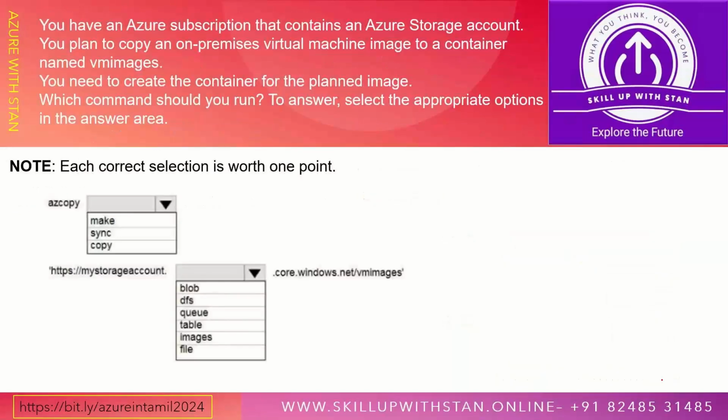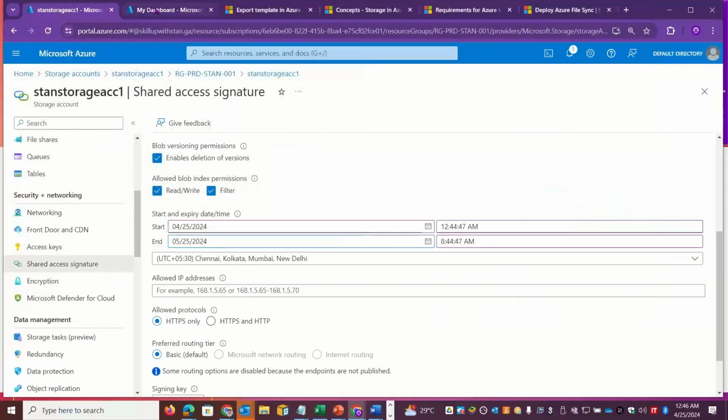Next question. You have an Azure subscription that contains an Azure storage account. You plan to copy an on-premises virtual machine image to the container named VM images. You plan to create the container for the planned image. Which command should you use? So with AzCopy, you have to use the make command to create a new container or to create a new folder on your storage account. And for creating a blob container, you have to choose the option blob storage account .blob.core.windows.net/vm images.